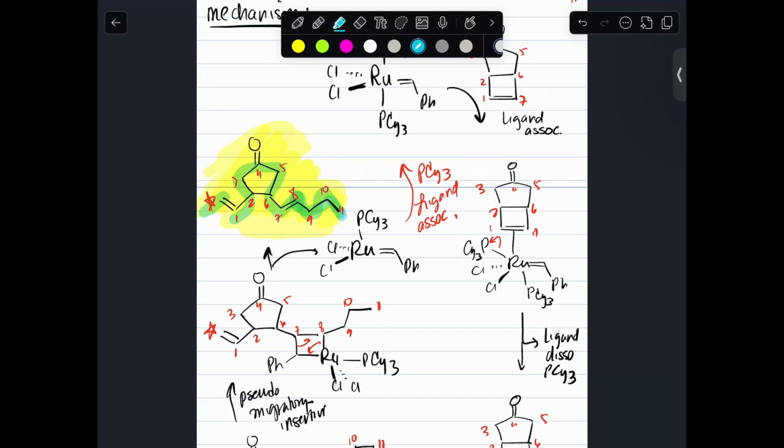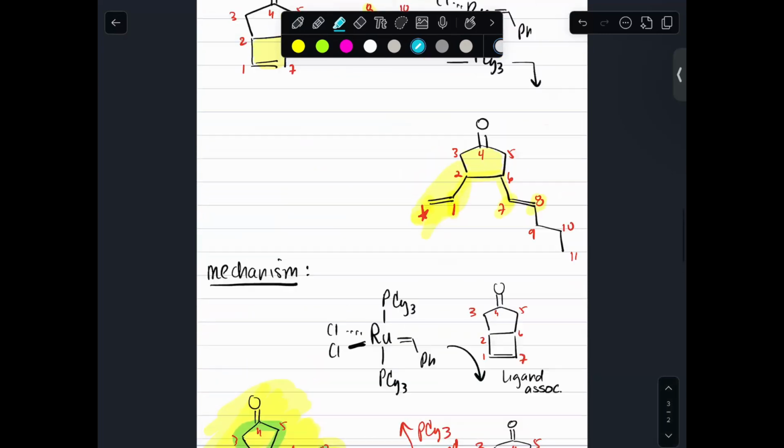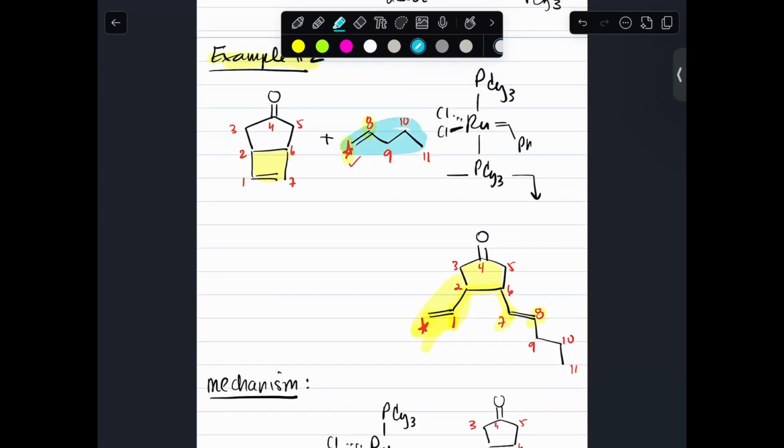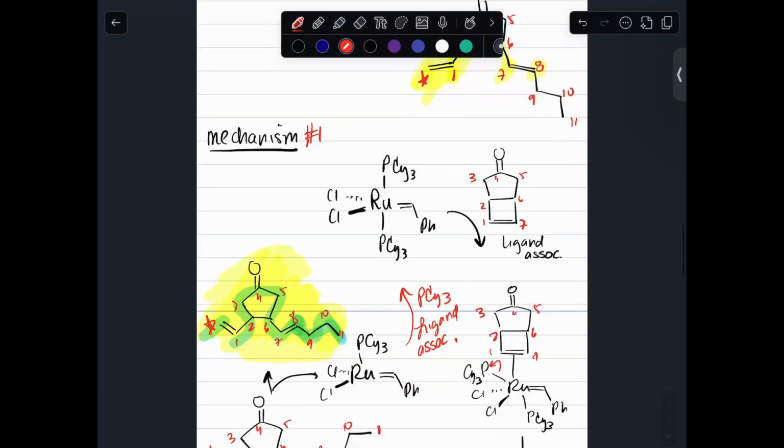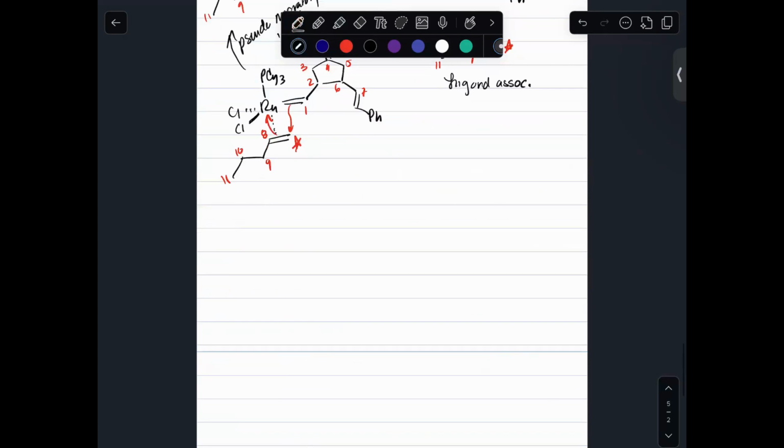Okay? So this is the mechanism when you're starting with your four-membered ring. What if you want to start off with your alkene, i.e., your aliphatic chain? So let's do that mechanism. So I'll call this mechanism number one, mechanism number two. Start with my aliphatic chain. We have our ruthenium catalyst.